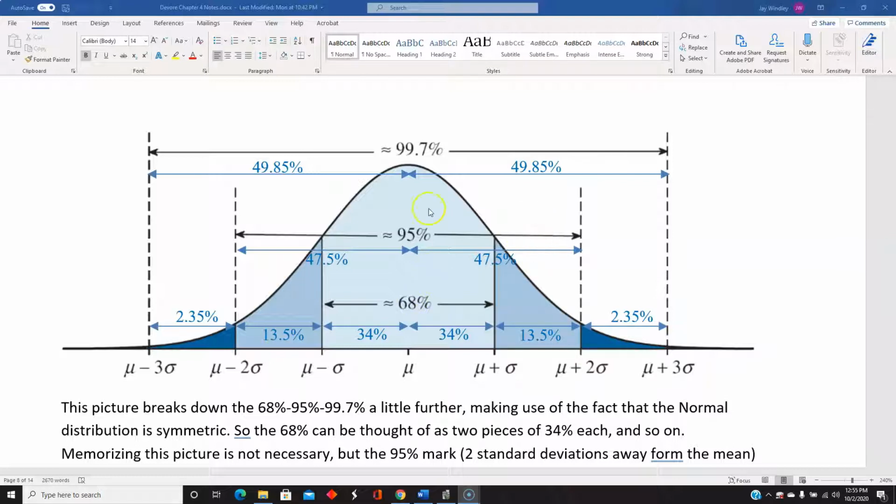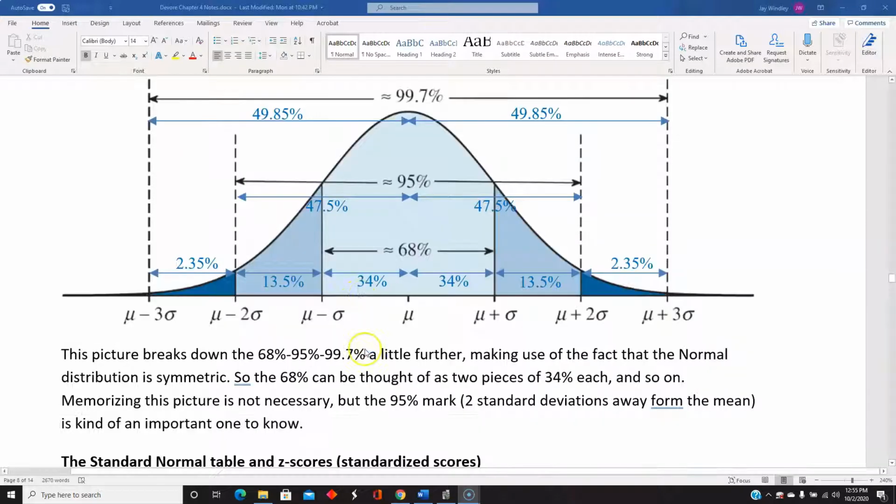So it's got the 68, 95, 99.7, but then it's got a lot of other numbers derived from the 68, 95, 99.7. For example, because the curve is symmetric, the 68% is split up 34% here and 34% here. And the 95% is split up 47.5% here and 47.5% here, which means that this little chunk here is 47.5% minus 34%, which is 13.5%. So I used to have students memorize this, but nowadays most of the calculations involving the normal curve we're going to do on our calculator.